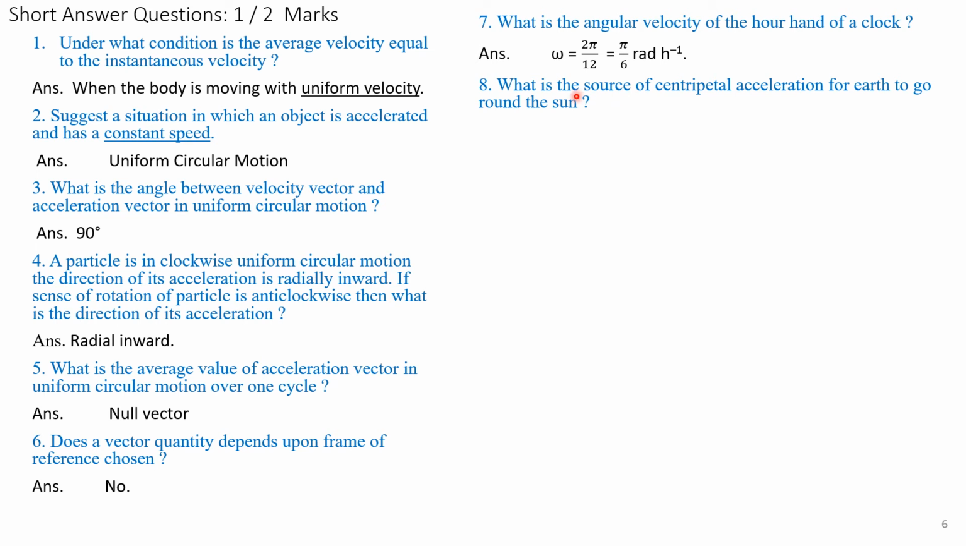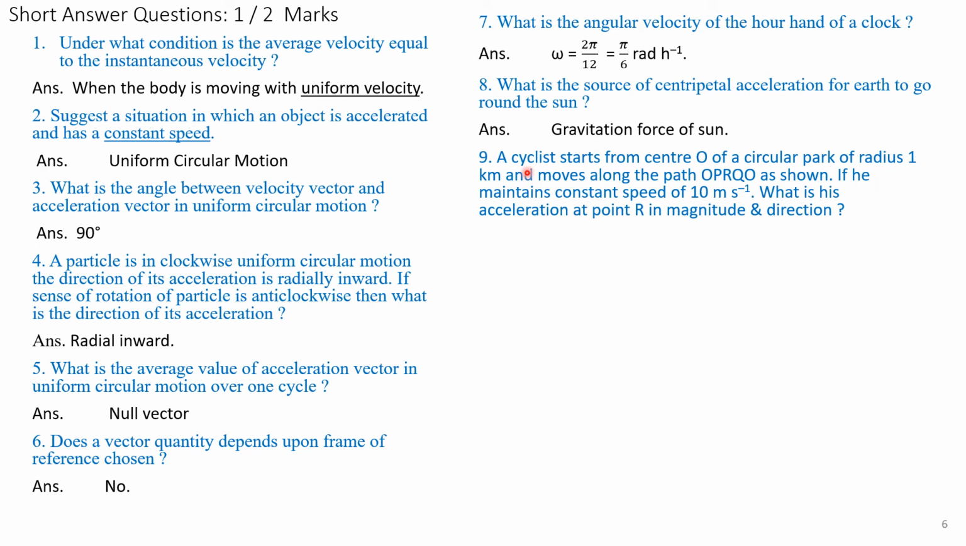Question number 8. What is the source of centripetal acceleration for Earth to go round the Sun? Answer. The source of centripetal acceleration for Earth to go round the Sun is the gravitational force of the Sun.